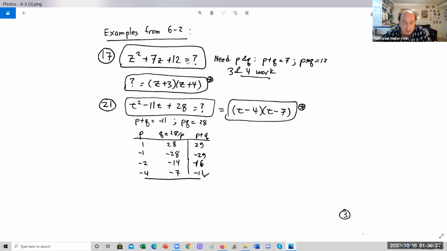z squared plus 7z plus 12. p and q have to add to 7 and multiply to 12. 3 and 4 work. 3 plus 4 is 7. 3 times 4 is 12. So this equals z plus 3 times z plus 4.